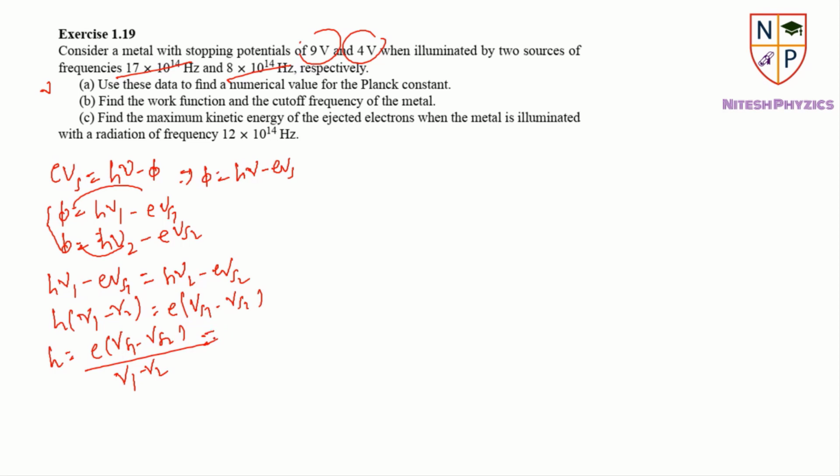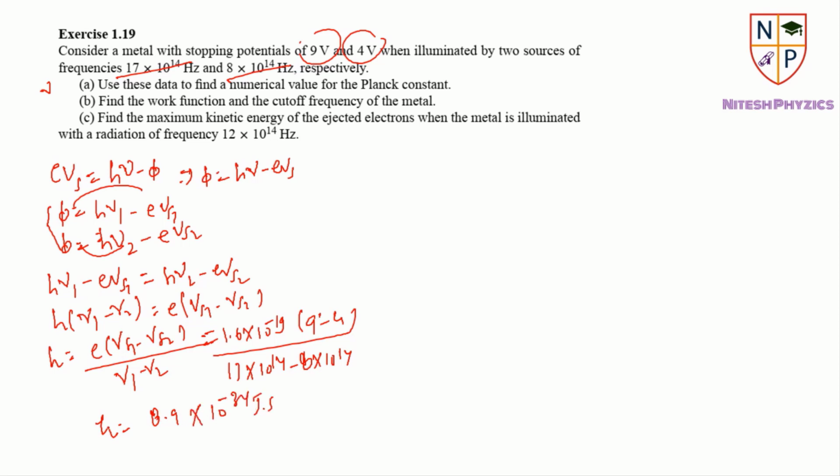Okay, now put in all these values: 1.6 into 10 power minus 19 coulomb into (9 volt minus 4 volt) upon the given frequencies, 17 into 10 power 14 minus 8 into 10 power 14, right? After calculating, you will get the value of h to be around 8.9 into 10 to the power minus 34 joule second, which is slightly near about 6.6 into 10 to the power minus 34 joule second. So this is the answer of part A.